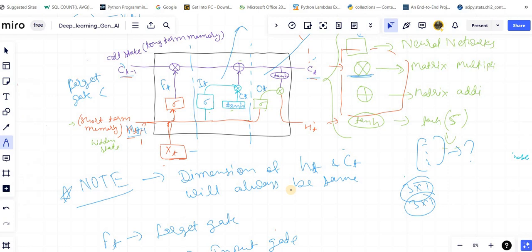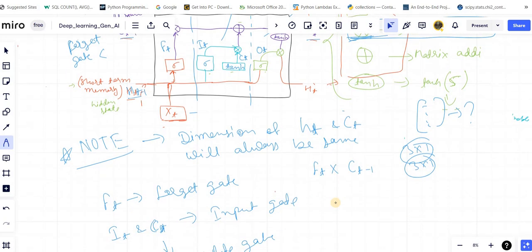So if you see here, just focus on this part, what exactly is coming. This is called matrix multiplication. If you see this line, this cross is matrix multiplication, and what is being multiplied here? ft multiplied by ct minus 1. Correct. Now I'm saying ft is also a vector and ct minus 1 is also a vector, and both will have the same dimension.